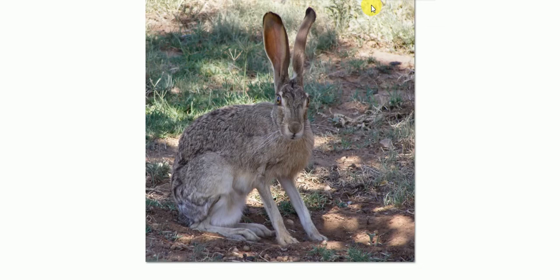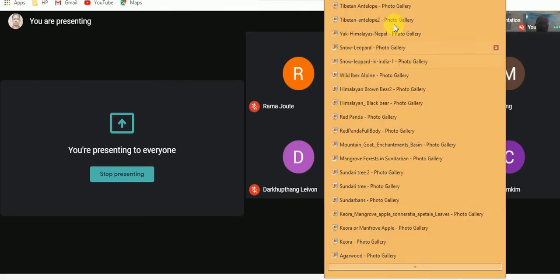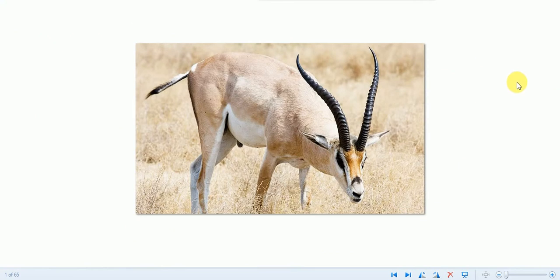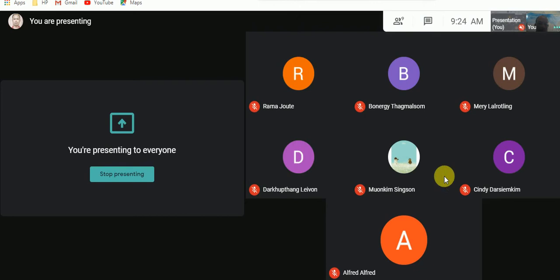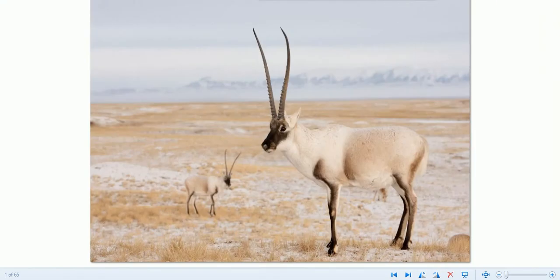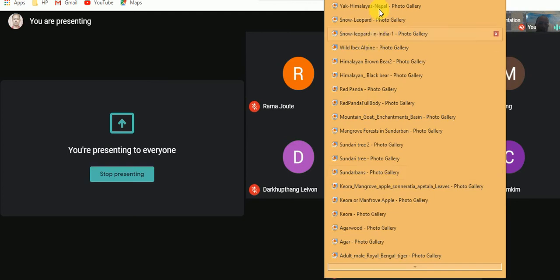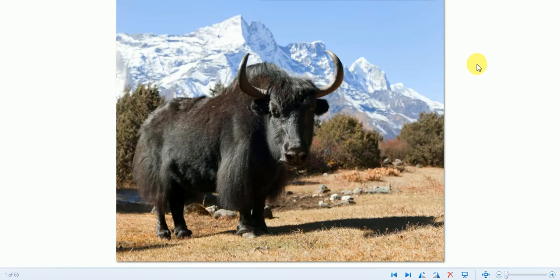Next we have a photograph showing jack rabbit. This is a photograph showing Tibetan antelope. Another photograph showing Tibetan antelope. See the horn, the pointed one. Then we have a photograph showing Himalayan yak. It is bull-like.